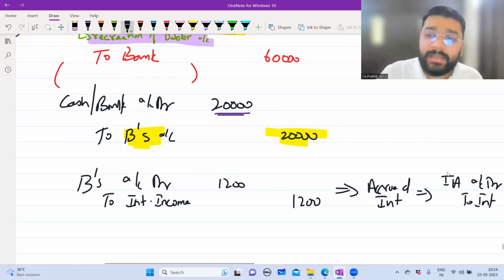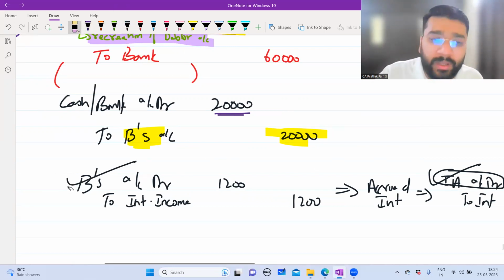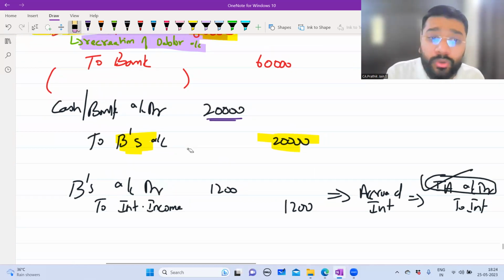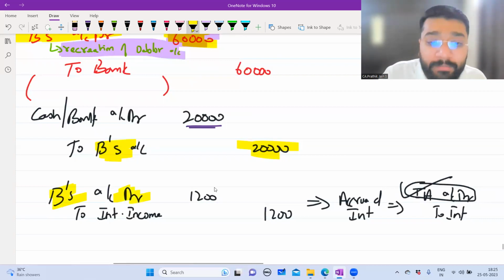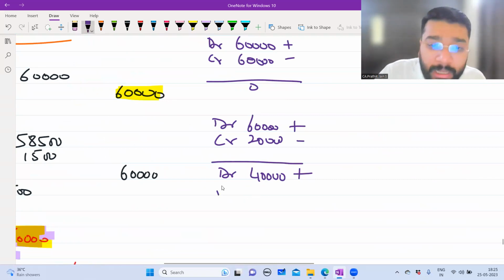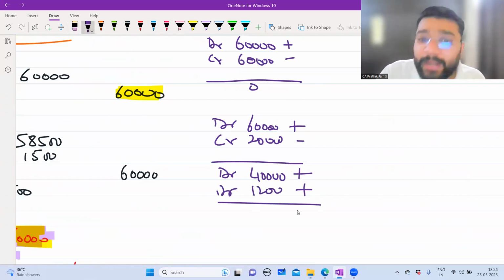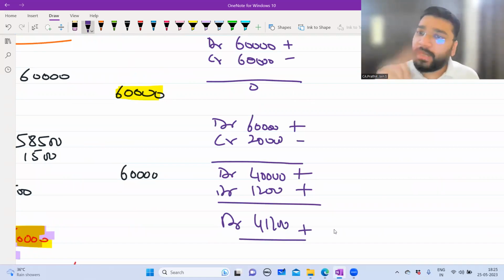So here, for interest accrued, we are not creating a separate ledger. We are debiting B itself because interest accrued is the money to be received in future. If you debit B 1,200 and come back to B's ledger, you will get to know the total money to be received from B. Now, do you understand why we have debited B instead of accrued interest?